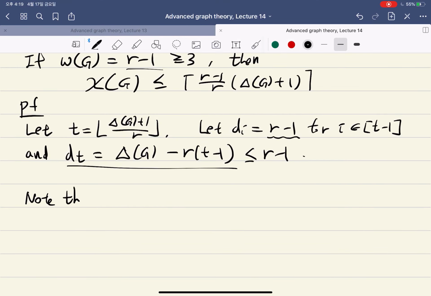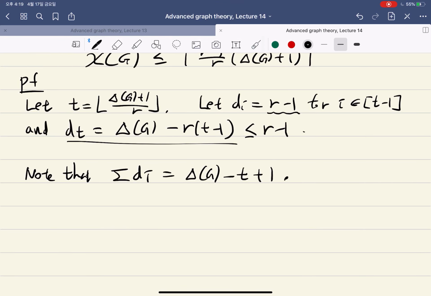Then, what do we have? Summation of di is delta of g minus t plus 1.